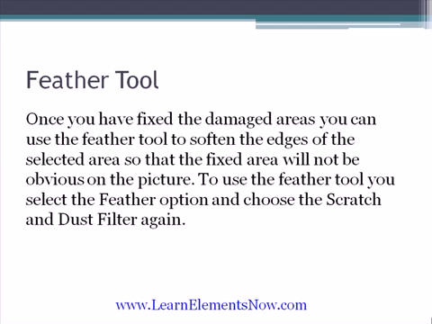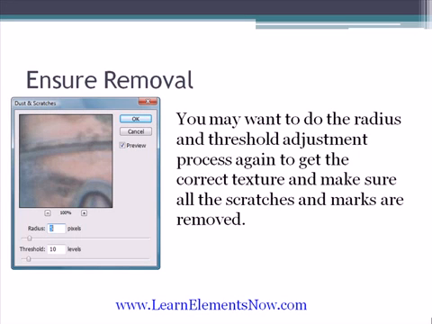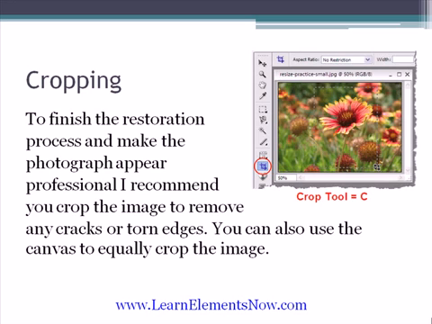To use the feather tool, you select the feather option and choose the Scratch and Dust filter again. Now, you may want to do the Radius and Threshold adjustment process again to get the correct texture and to make sure all the scratches and marks are removed. To finish the restoration process and make the photograph appear professional, I recommend you crop the image to remove any cracks or torn edges. You can also use the canvas to equally crop the image.